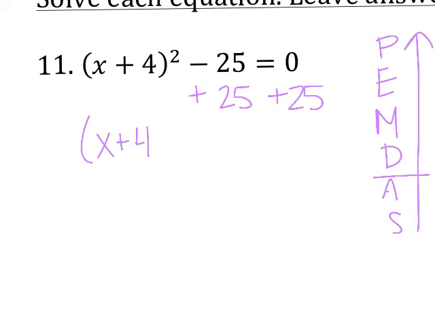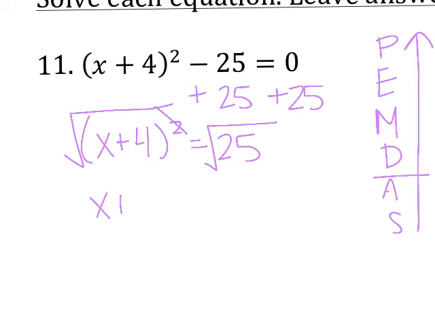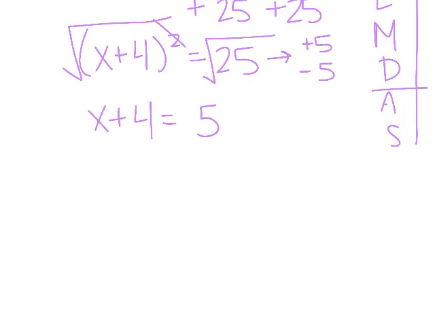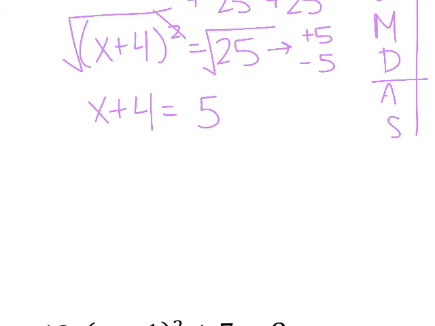That gets me x plus 4 squared equals 25. Okay, now I'm going to want to take the square root of both sides. Okay, because that way I can cancel that out to isolate my x plus 4 term. Okay, remember x plus 4, this is going to give me a plus 5 answer and a minus 5 answer. So I'm just going to go ahead and set that equal to plus 5 and set it equal to minus 5 at the same time. Okay, that way I don't confuse myself.